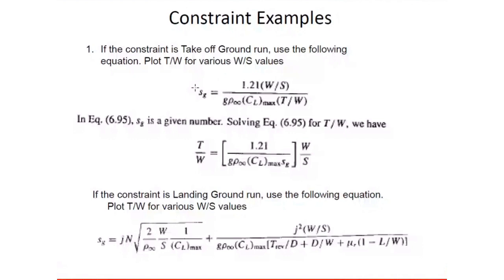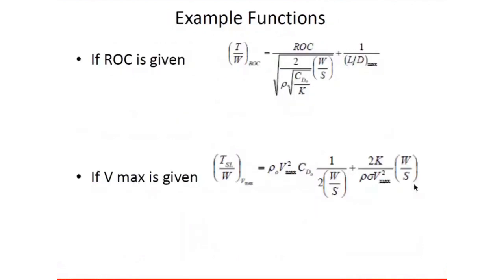If the constraint is landing ground run, then you have to use the following equation, which is a little more complex. But anyway, given S here, you can take T by W on the other side, and then you'll be able to plot it. If rate of climb is given, okay, all these equations you'll need when you look at the case study, because the case studies will have this kind of requirements.